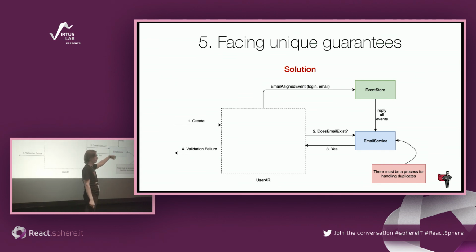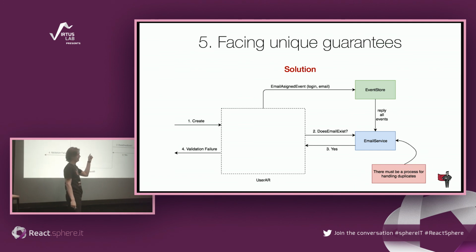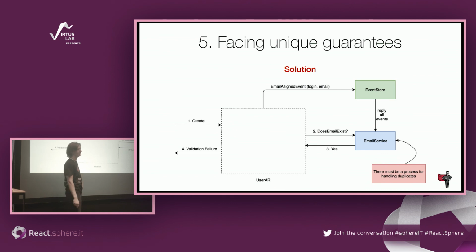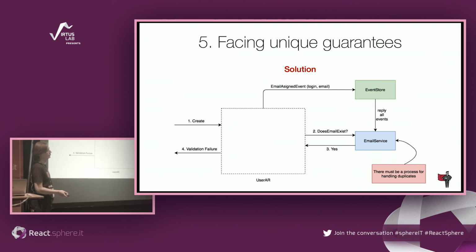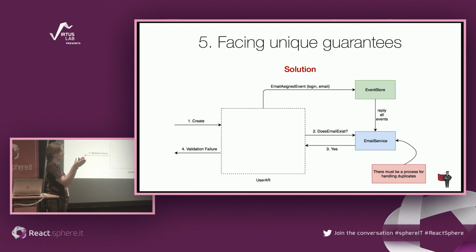Maybe when we receive the duplicated email, we should block this account, which is a duplicated account. This is the problem, and you should be aware if you are using event sourcing that you cannot guarantee uniqueness for a couple of identifiers, and you need to solve this another way.